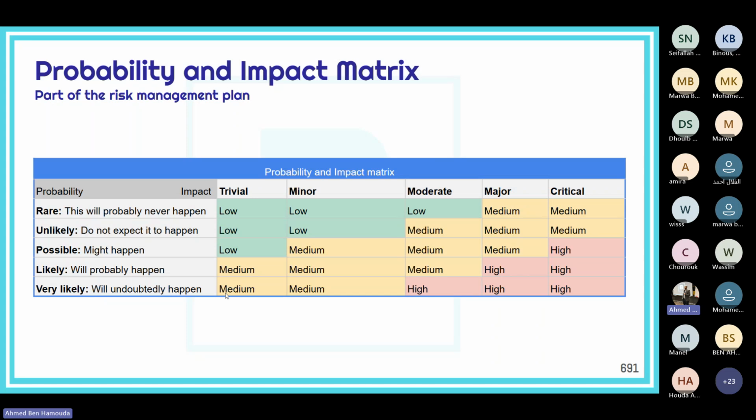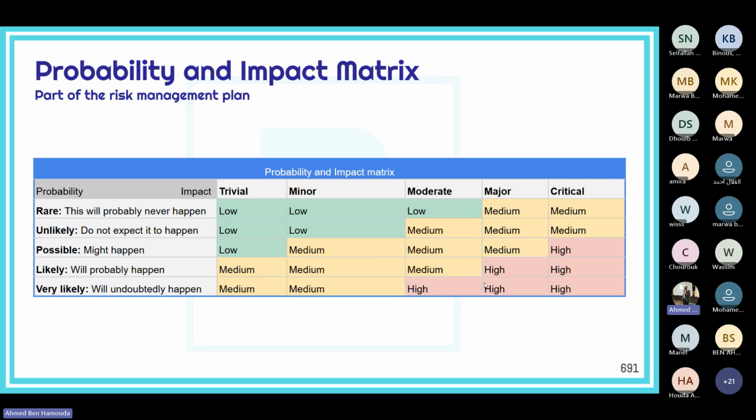Very likely probability with trivial impact, that's medium. The same for very likely with minor impact, but very likely probability with moderate, that's high. But very likely probability with major, that's high or very high, and the same for very likely probability with critical, that's extreme maybe. But since here we defined only 3 levels of risks, then we have low, medium, high.